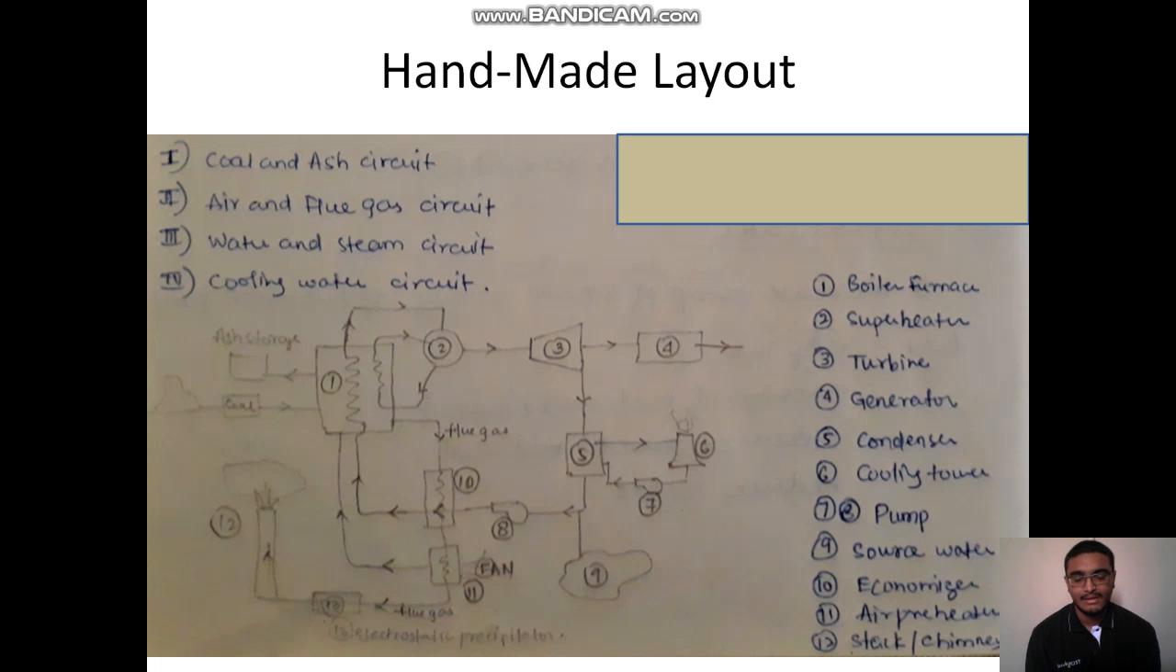Now, during this cycle, we have encountered some small cycles in between. There are major four cycles involved in the steam power plant: the coal and ash circuit, air and flue gas circuit, water and steam circuit, cooling water circuit. Now, we will go through each one by one in detail.